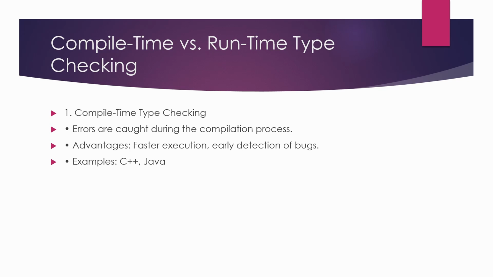Next, let's explore the difference between compile time and runtime type checking. In compile time checking, the compiler verifies that types are correct before the program runs. This helps catch errors early in the development process.